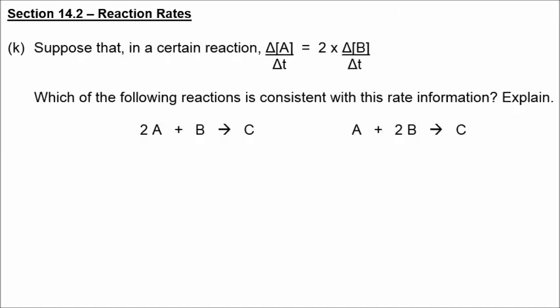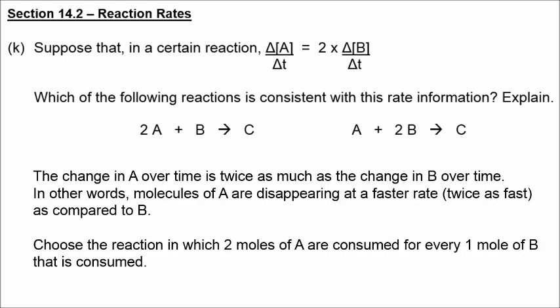Suppose that in a certain reaction, the change in concentration of A over time is equal to twice the amount of change in concentration of B over time. So which of the following reactions is consistent with this rate information? If the change in A over time is twice as much as the change in B over time, then molecules of A are disappearing at a faster rate, twice as fast as compared to B.